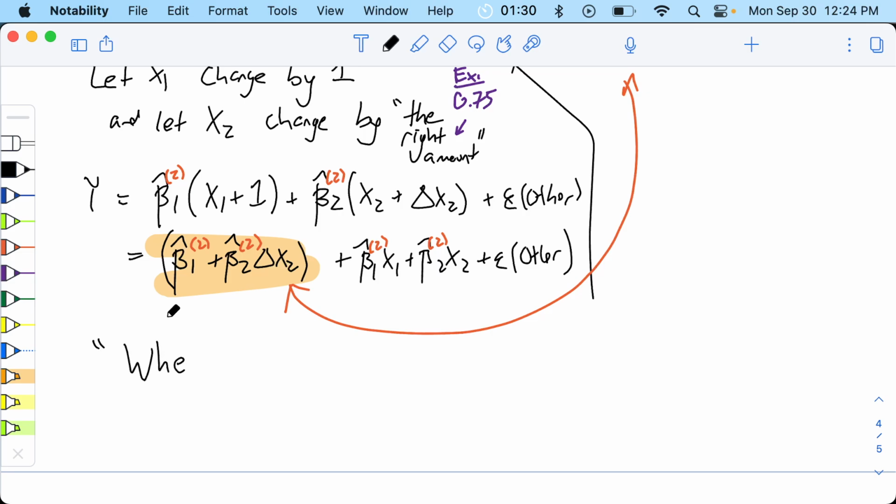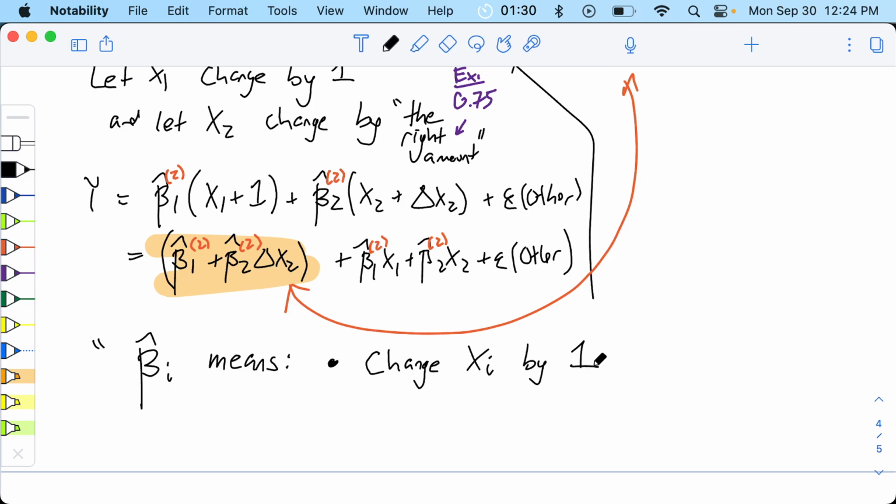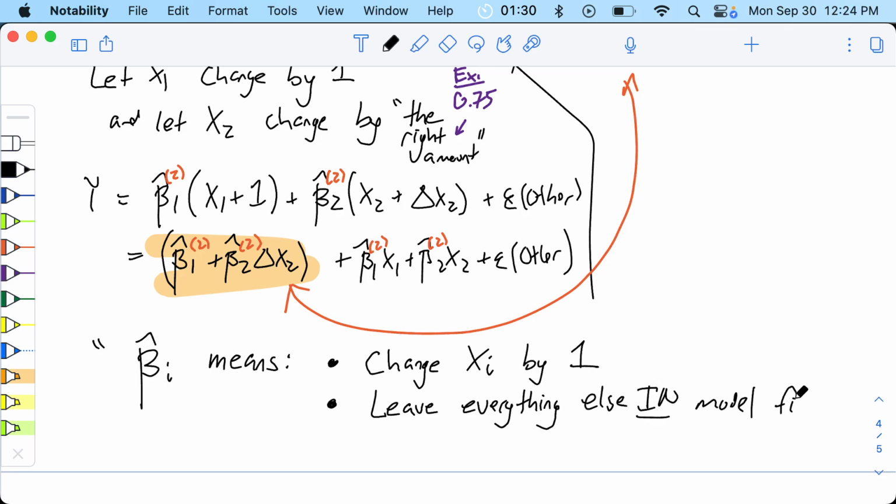When you change a variable, or maybe a better way to say it is like this: beta hat i means three things. You change xi by 1, so you increase xi by 1. You leave everything else in the model fixed. And you change everything that's not in the model. Everything not in the model changes with xi.